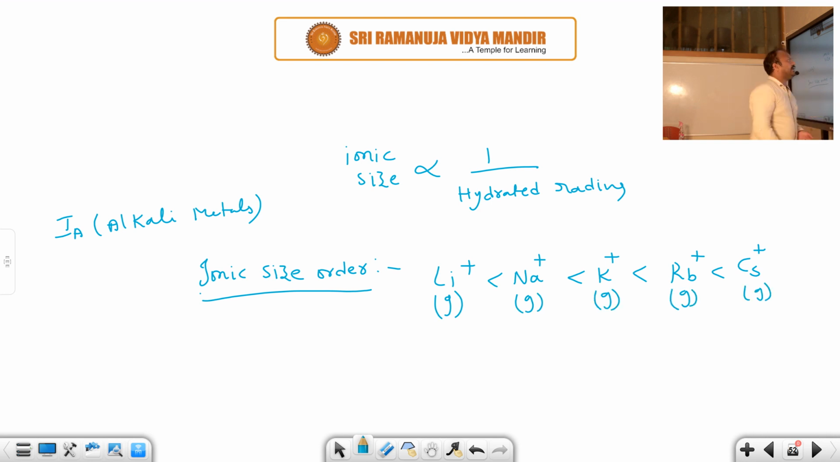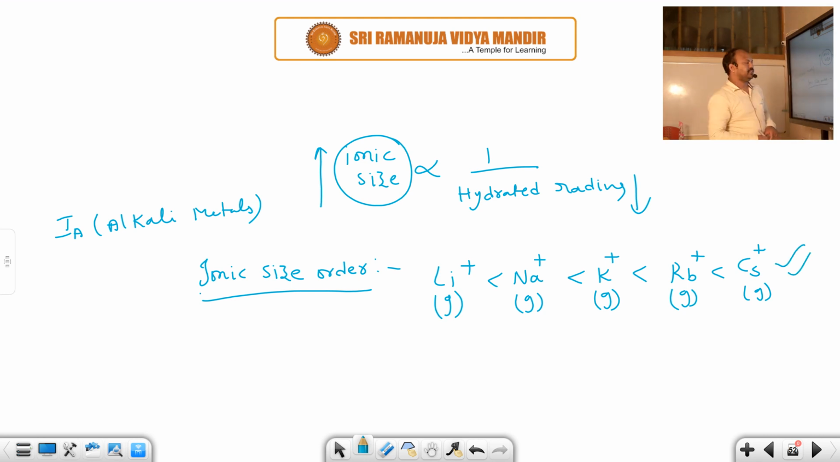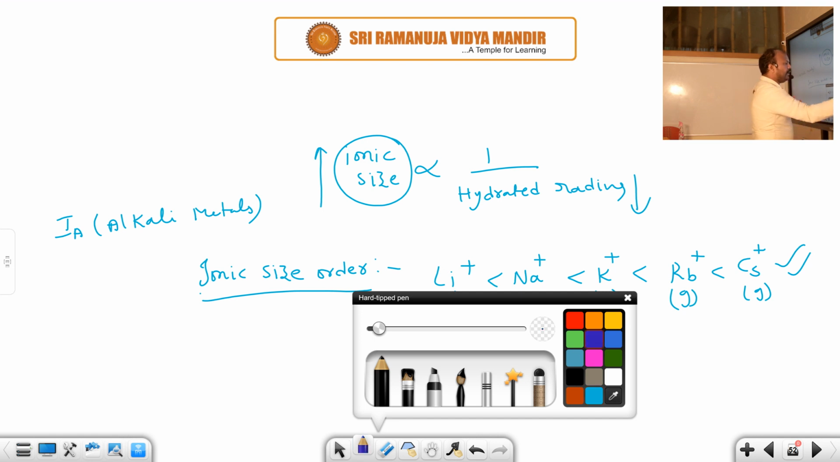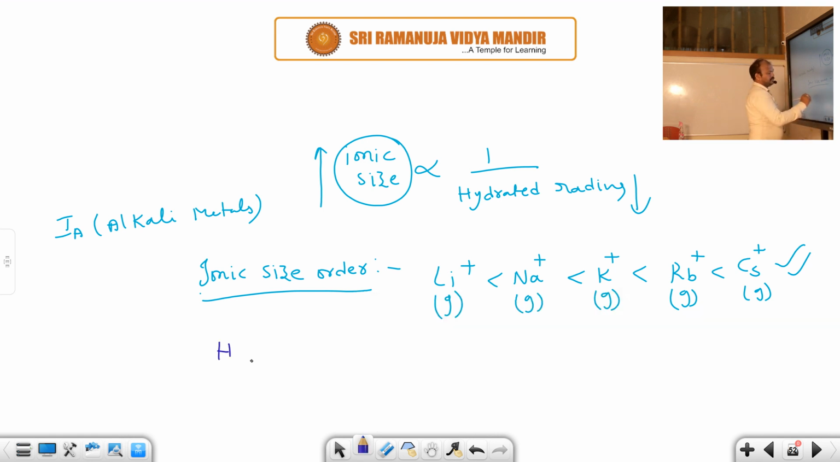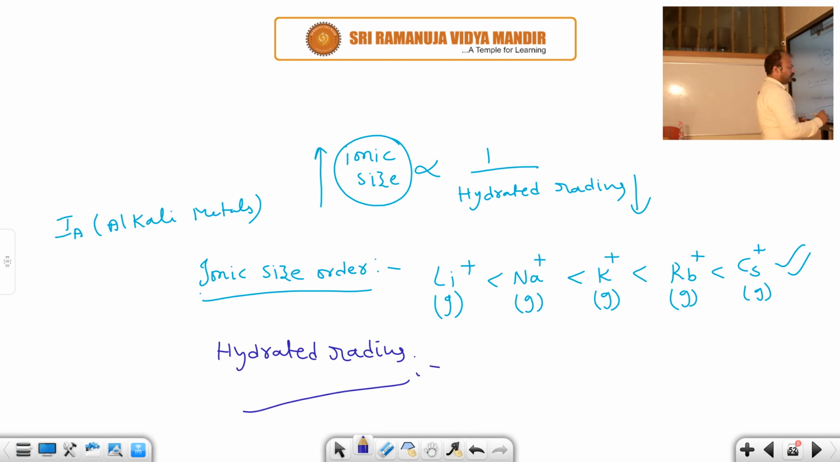Okay. As ionic size increases, hydrated radius decreases. Which has the large size? Cesium plus. That's why it has less hydration energy. Lithium plus has a small size, so its hydrated radius is more. Obviously hydration is more, and hydration energy is also more. So if you take the hydrated radius order for the first A group elements, which has the small size? Lithium plus has a small size.